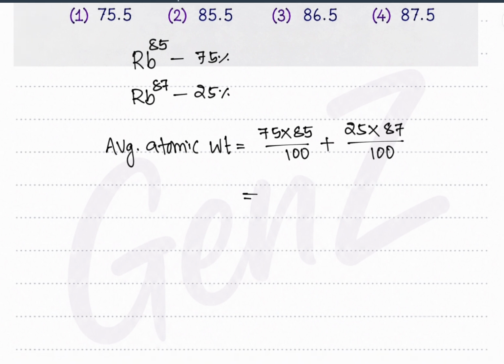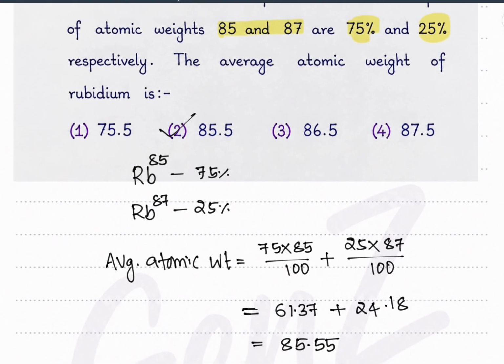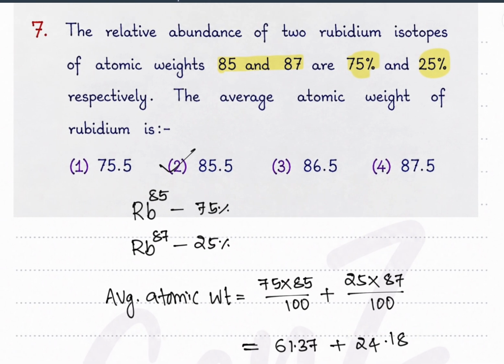Right, 75 into 85 divided by 100, this value comes as 61.37, plus 25 into 87 divided by 100, this value comes as 24.18. By adding these, the answer is 85.55. So option number 2 is the correct option. This is the percentage abundance and atomic weight question.